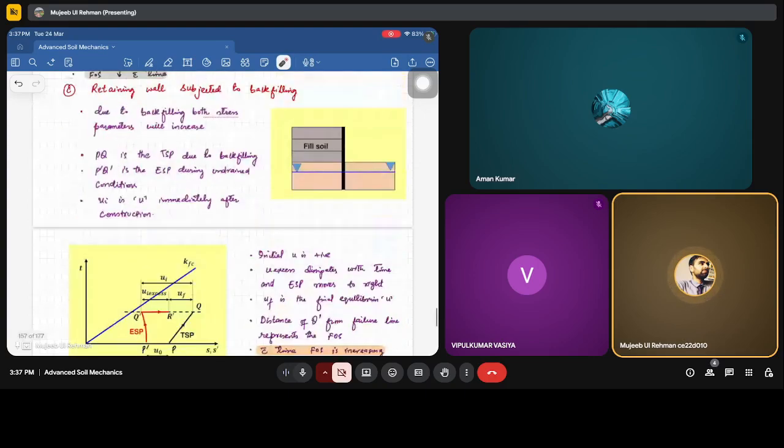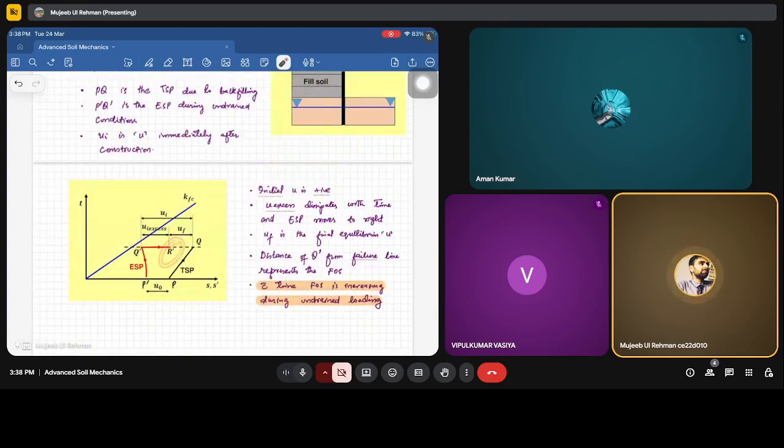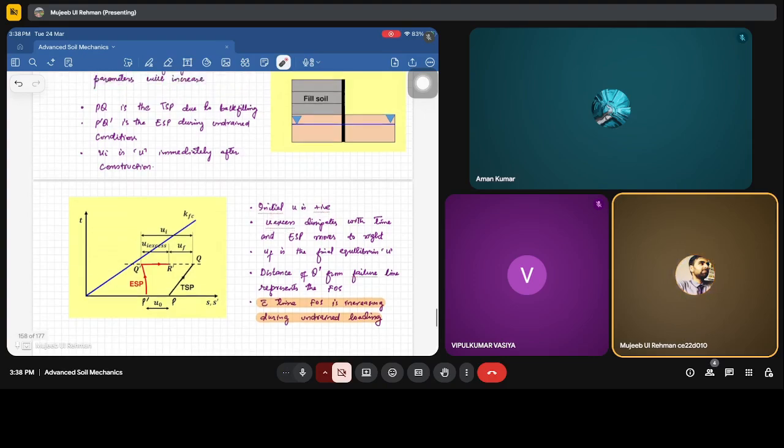And for the backfilling, our R dash, which is the effective stress path, is moving towards the right. And you can see this U excess is the pore water pressure that has been dissipated. After it reaches the equilibrium state, either this UF will be equal to U naught or there will be a slight difference between them. So U excess dissipates over time and ESP moves to the right. UF is the final equilibrium and the distance of Q dash from the failure line represents the factor of safety. Correct? So with time, this factor of safety is increasing during undrained loading. This R dash is moving away from this failure line, so this much allowance we have for the failure.